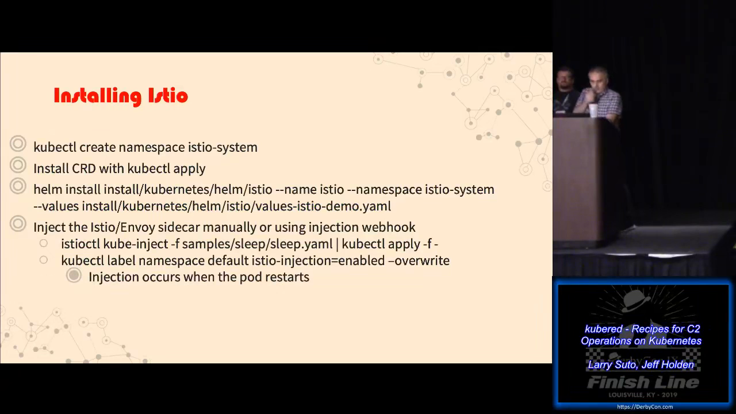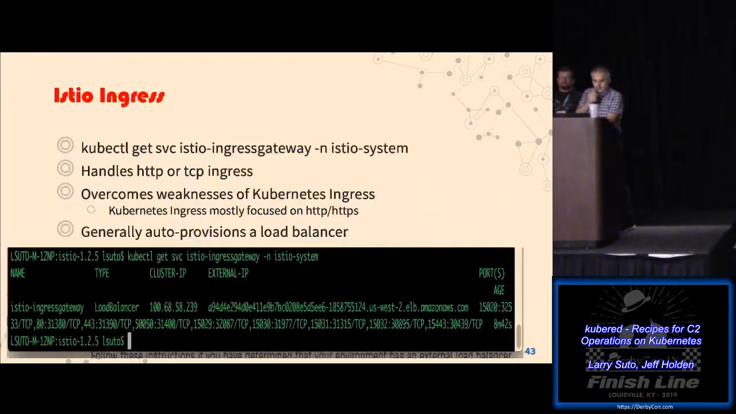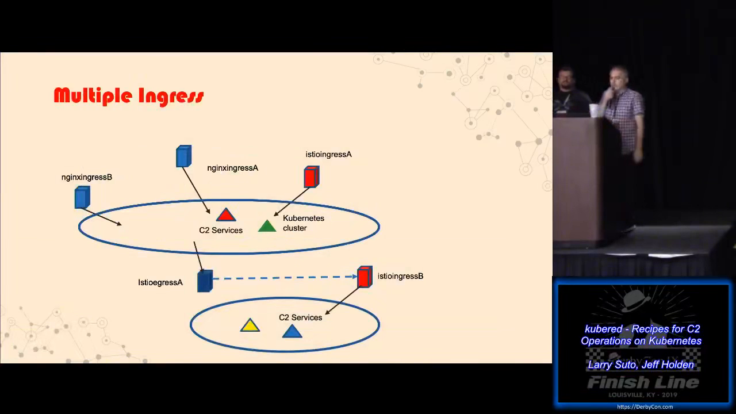So this is installing Istio. We've automated all this, but I just want to show you what it involves. And once you install Istio, this is what the ingress controller looks like. This is the ingress controller. That's the load balancer that's attached to it. And then you can specify what ports you want the ingress controller to have available. These are just some default ports, but it's all configurable.